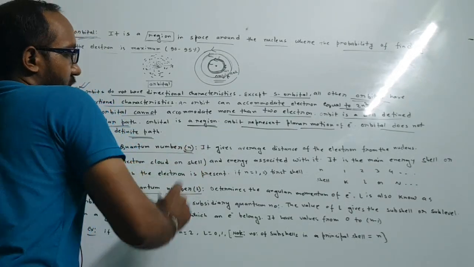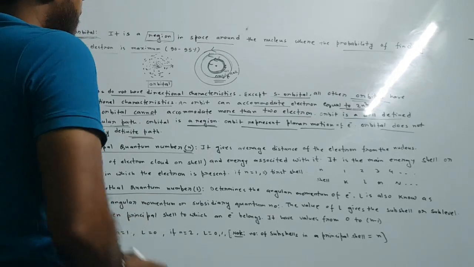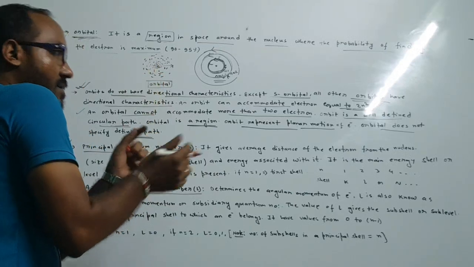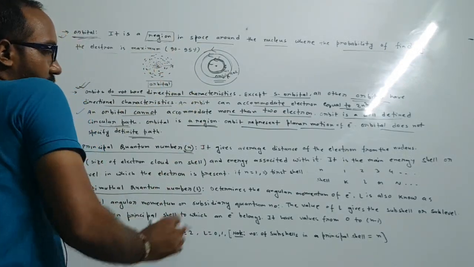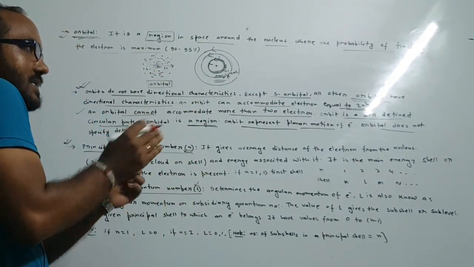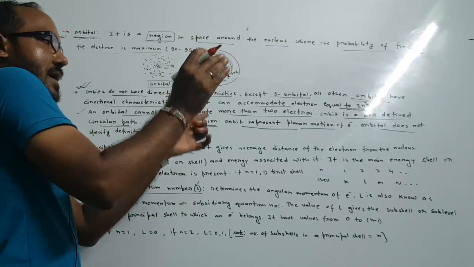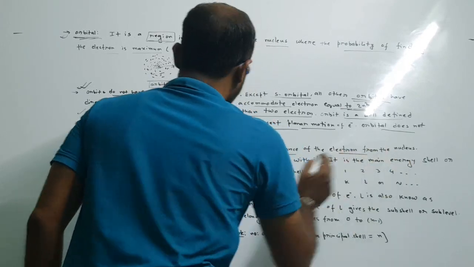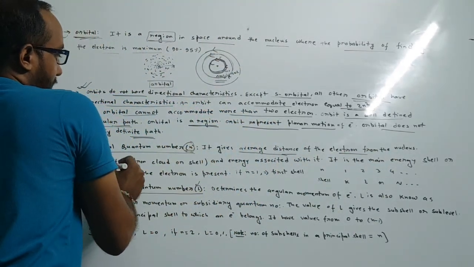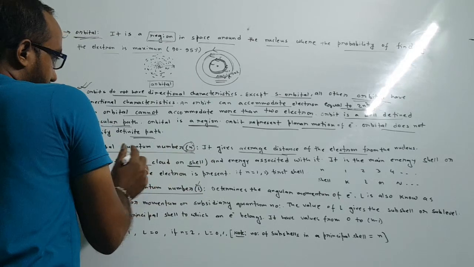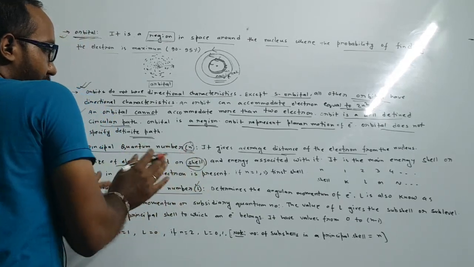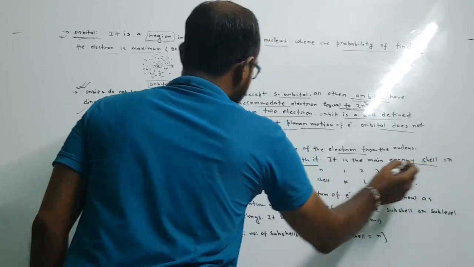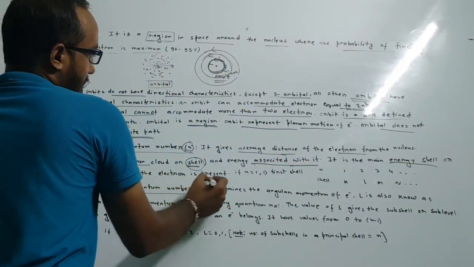From the very basics I can tell you for sure that the principal quantum number is the shell, and the azimuthal quantum number, which is represented by L, is the subshell. So you have a shell, and within that shell you have a subshell. It gives the average distance of the electron from the nucleus, the size of the electron cloud or shell. N represents the shell and the energy associated with it. It is the main energy shell or level in which the electron is present.